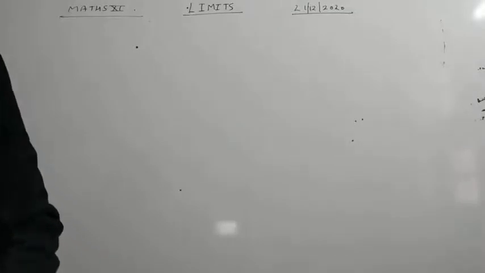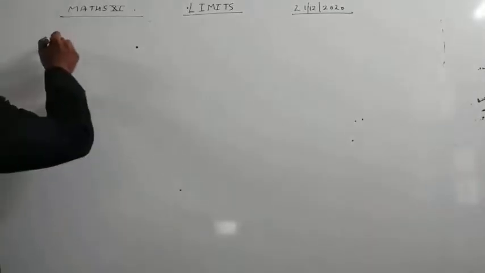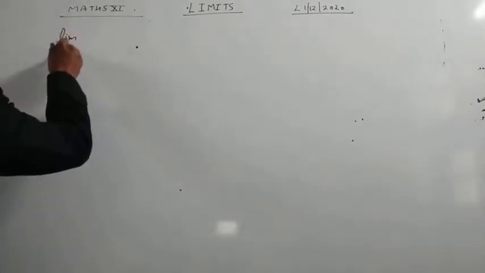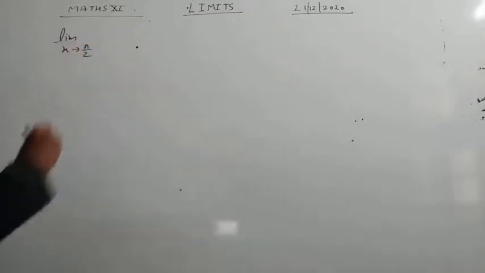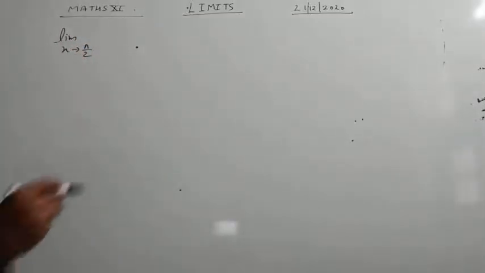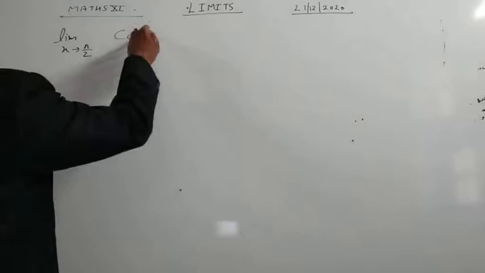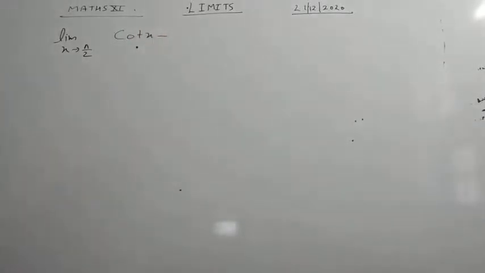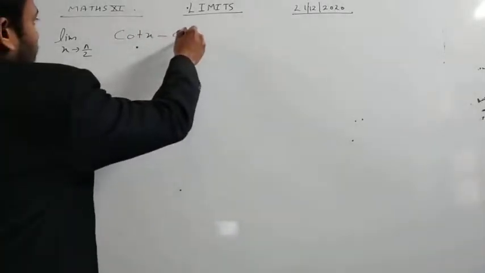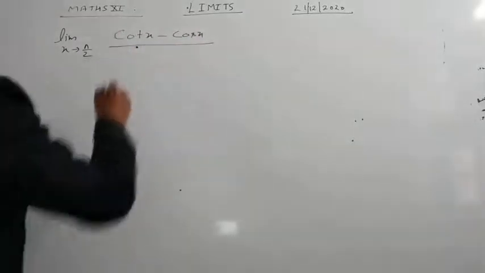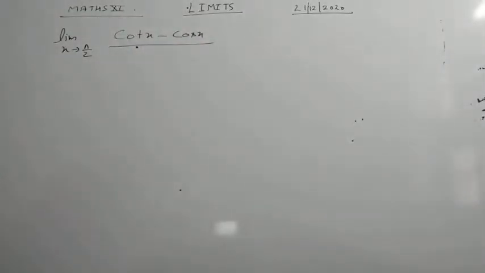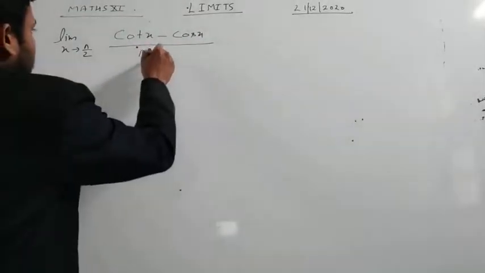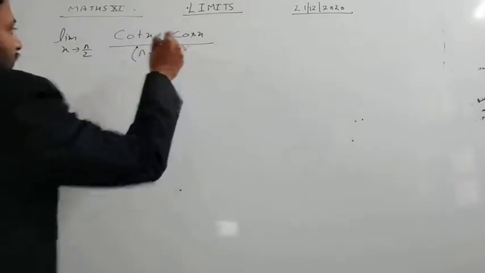Our next question is, students: limit x tends to pi by 2, (cot x minus cos x) by (pi minus 2x) whole cube.